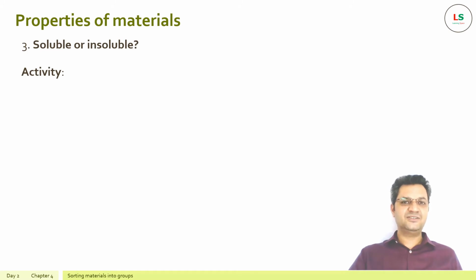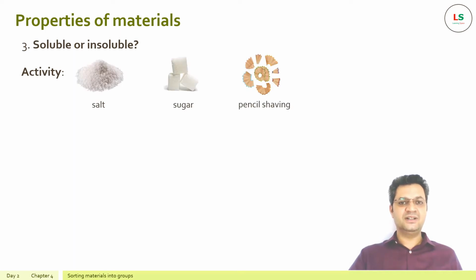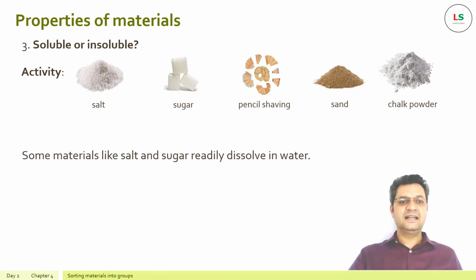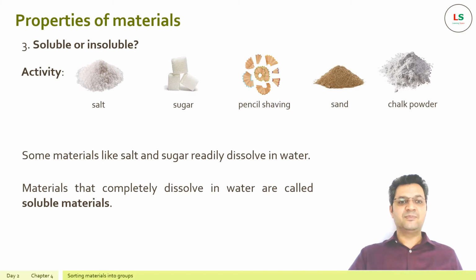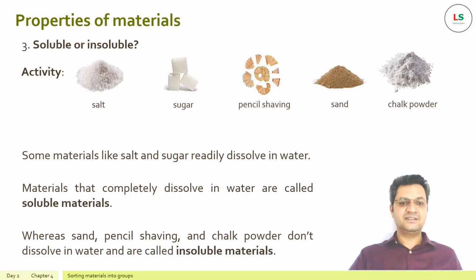The next property is based on whether the material is soluble or insoluble in water. We take salt, sugar, pencil shaving, sand and chalk powder. Some materials like salt and sugar readily dissolve in water. Materials that completely dissolve in water are called soluble materials, whereas sand, pencil shaving and chalk powder do not dissolve in water and are called insoluble materials.